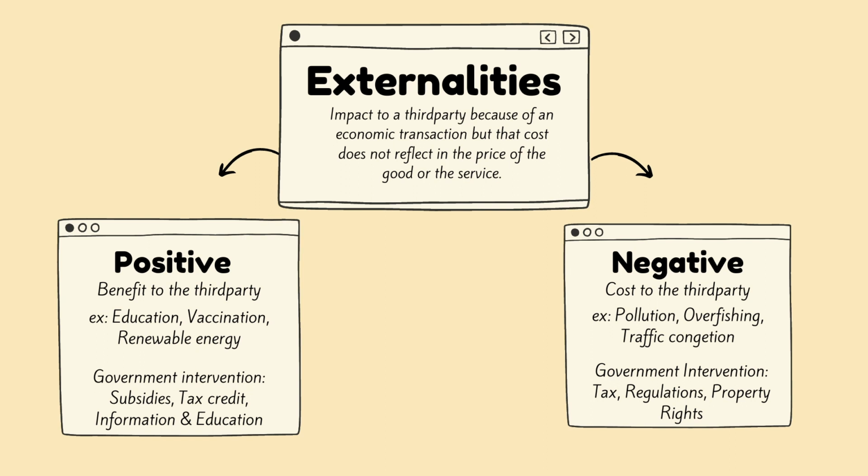Negative externalities are the cost to the third party. For example, pollution, overfishing, traffic congestion. Governments will intervene to reduce or prevent these types of externalities. For example, imposing taxes, regulations, property rights.